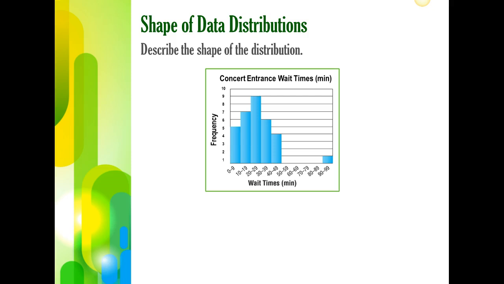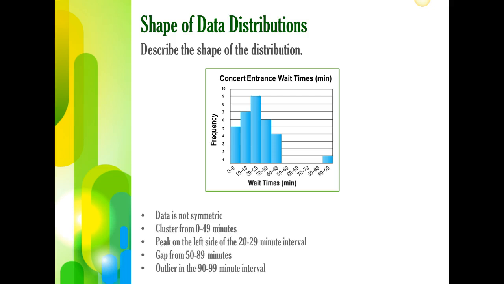There are many things we could say. Among them are, the data is not symmetric. There is a cluster from 0 to 49 minutes. There is a peak on the left side of the 20 to 29 minute interval. The reason I say the left side is the frequency for the 10 to 19 minute interval is higher than the frequency for the 30 to 39 minute interval.